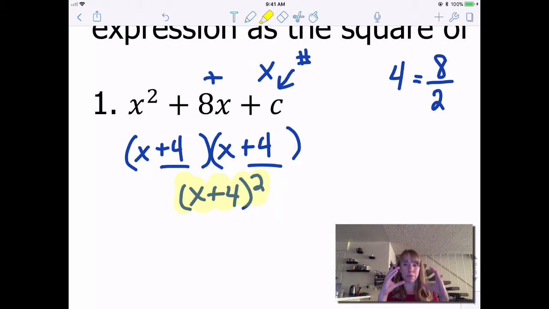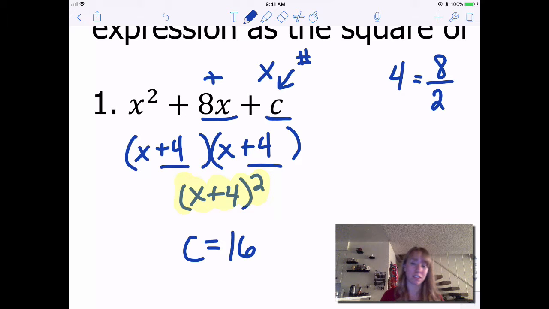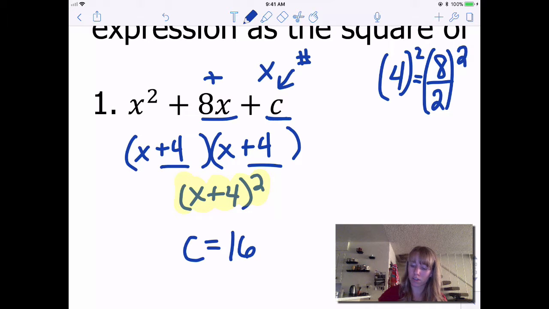We wanted it to be something squared. And if that's the case, could I work backwards and see what c had to be? Well, x plus 4, 4 times 4, c actually has to be 16. So I've got to add to 8, multiply to this number. So in the end, this number c had to be that 8 divided by 2 times itself. Okay. So that's the pattern that we're going to see.